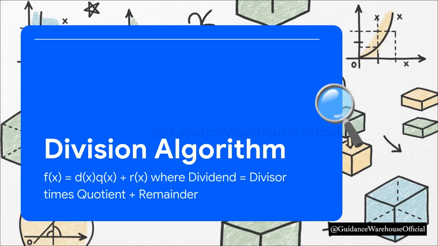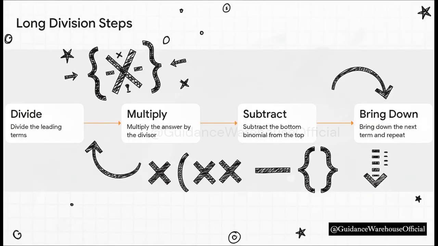And this brings us to the division algorithm. This formally states that any polynomial dividend, let's call it f(x), equals the divisor d(x), multiplied by the quotient q(x), plus the remainder r(x). Basically, it's exactly like saying 178 equals 3 times 59 plus a remainder of 1. It's the mathematical backbone that proves our division is actually correct. Okay, let's actually dive right into long division.